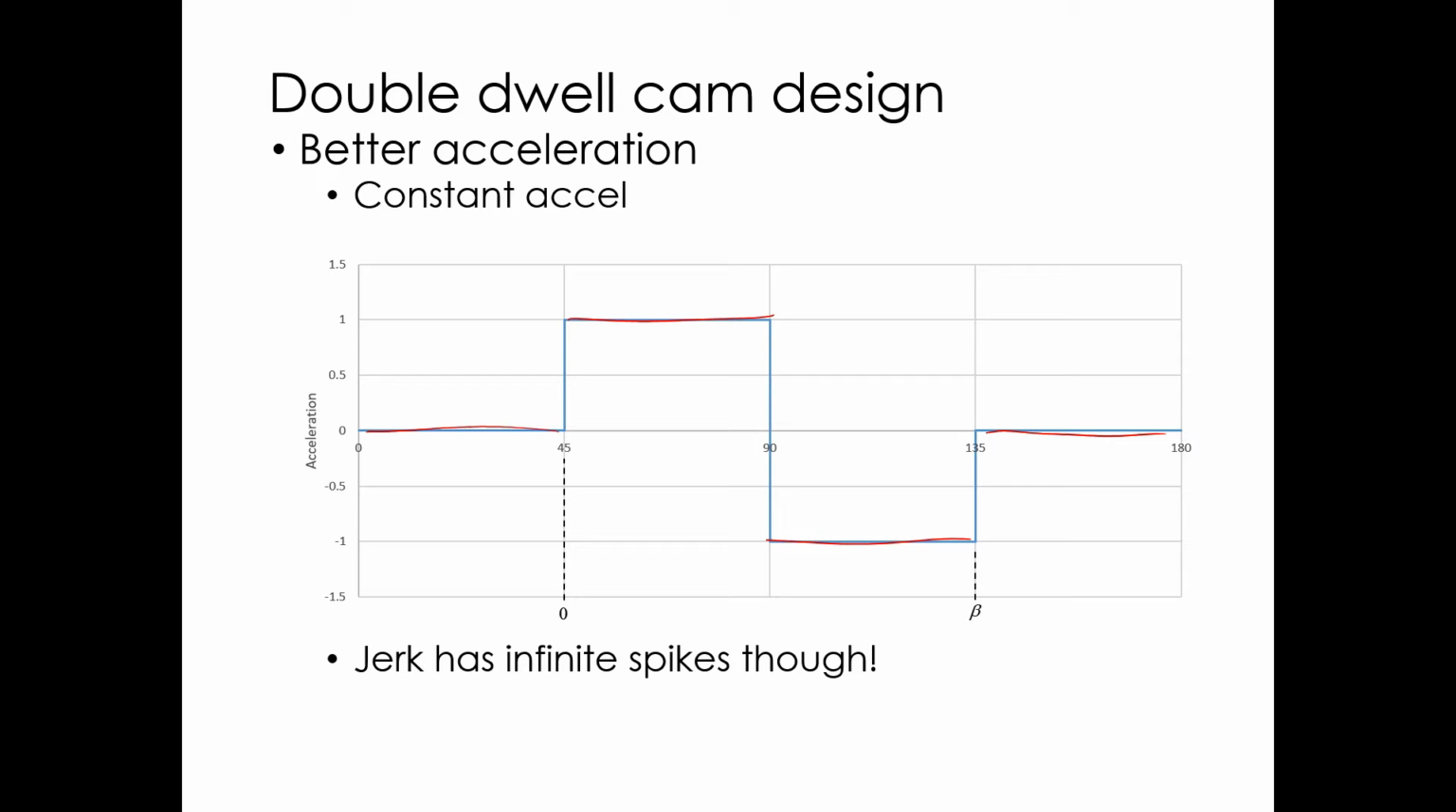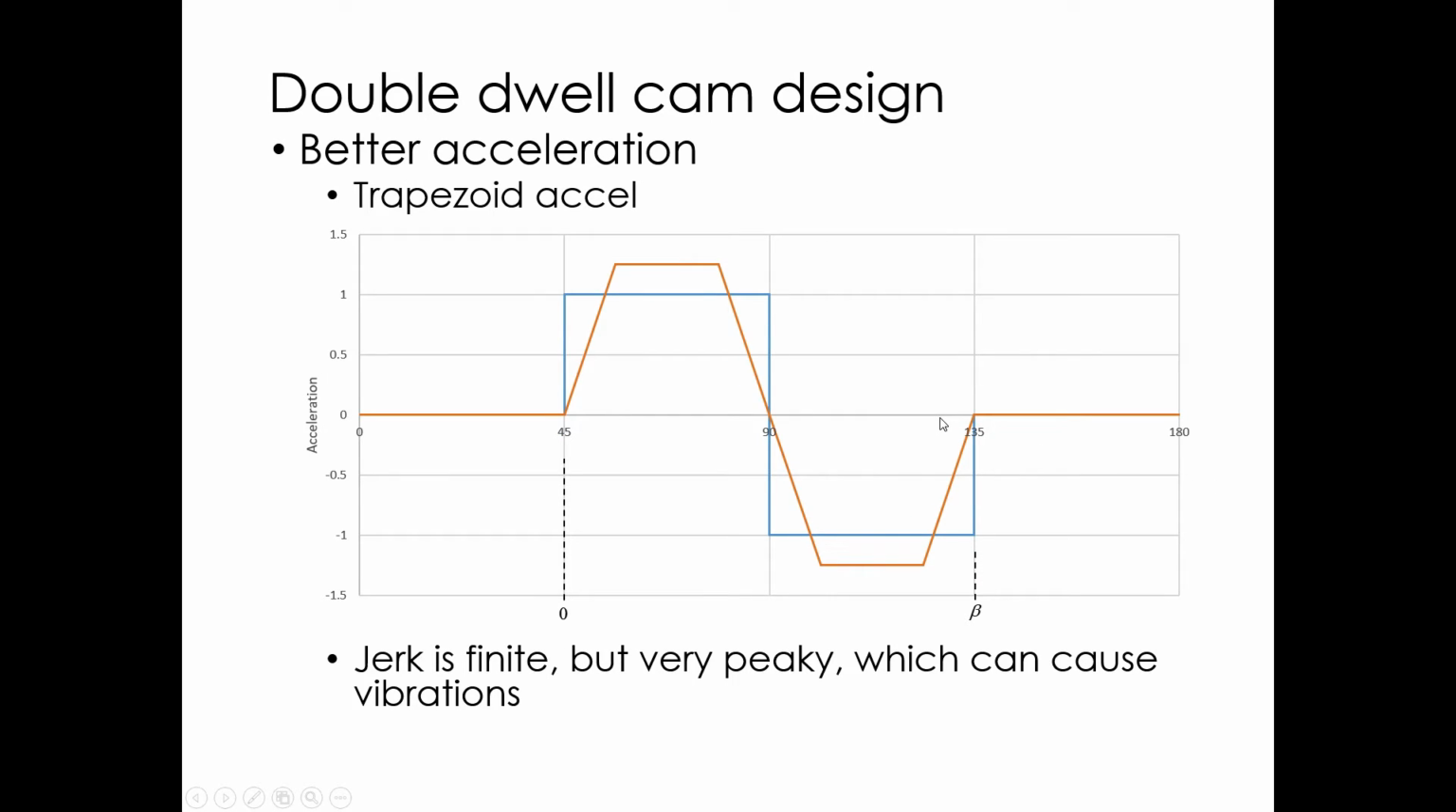But let's say I interpolate up to it, something like that. Now that acceleration is continuous, right? This is a continuous function. Now jerk will be discontinuous, but acceleration is continuous, which is all I need. So that meets the fundamental law of cam design. That's trapezoidal acceleration. So jerk is finite, but there are discontinuities in jerk. So it can cause some vibrations, but it works pretty well.